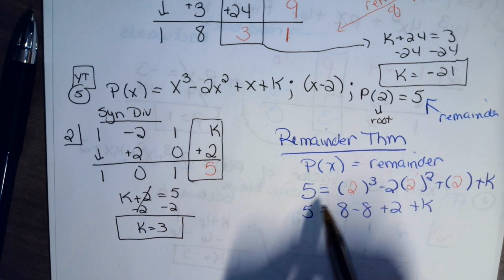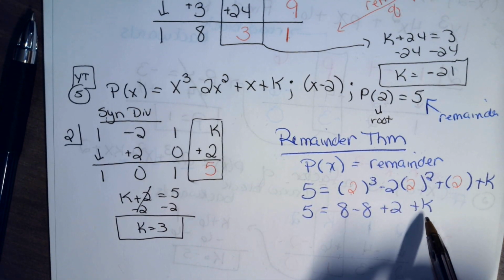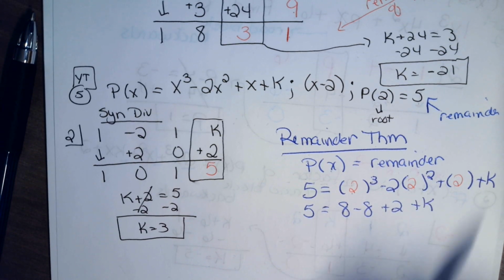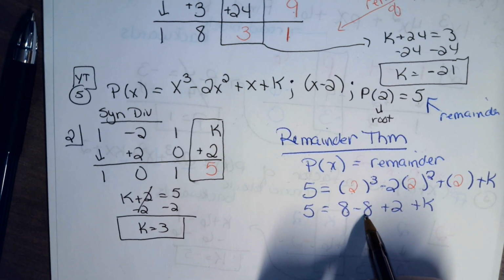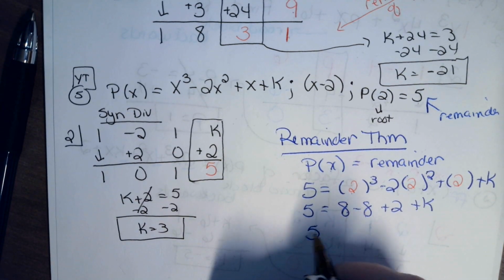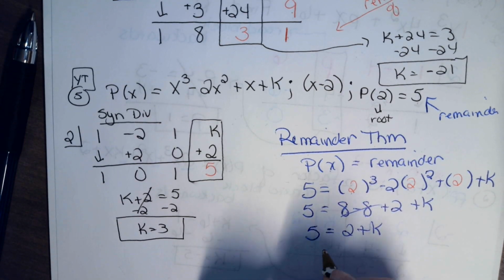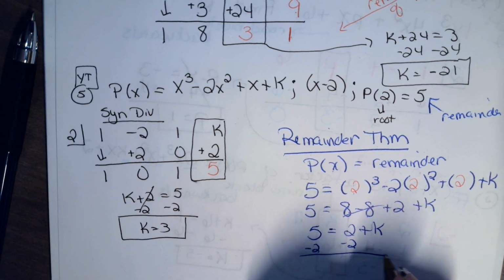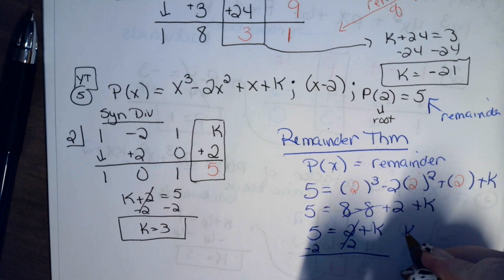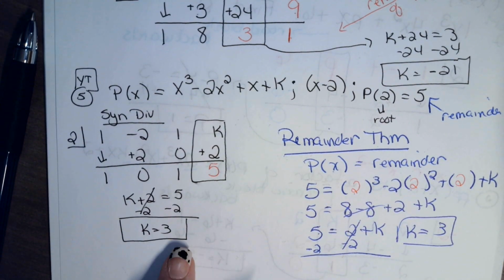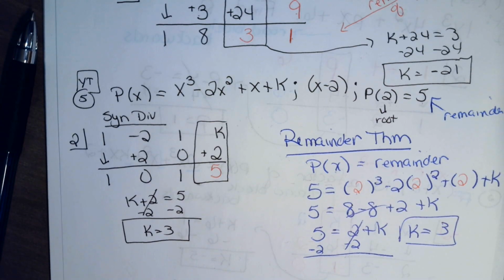Now notice, once we substitute in, we only have one unknown, and that one unknown is your k. And that's the way it should always be if you substitute in correctly. 8 minus 8 is 0, and we're left with 5 equals 2 plus k. So subtracting 2 from both sides, we get k equals 5 minus 2, which is 3. So no matter which method we did, we got a k value of 3.